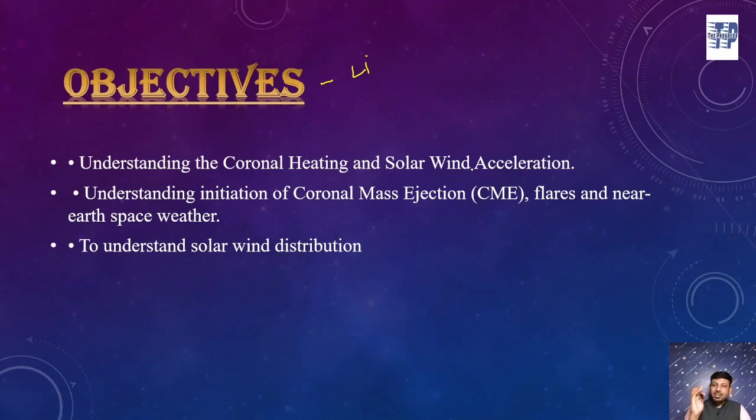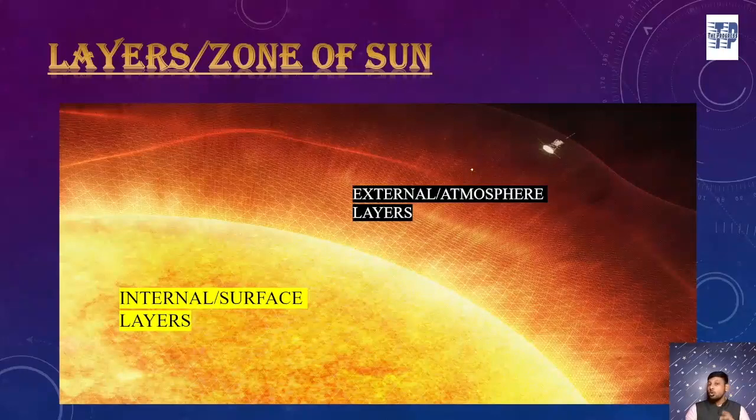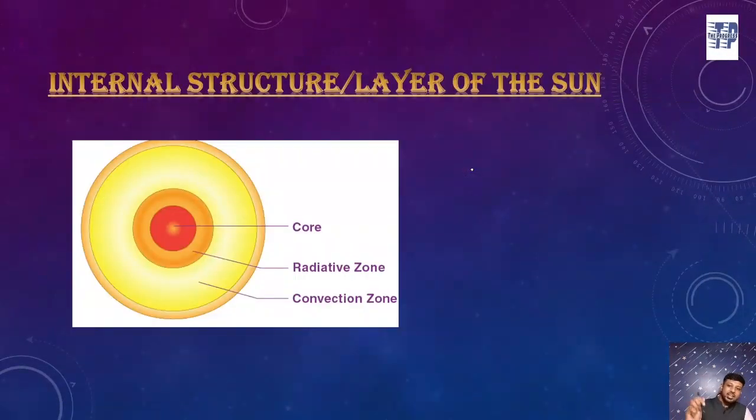You all know Earth has two layers, the surface layer and the atmospheric layer. In the surface, we have core, mantle and crust, and the atmospheric layer is divided into troposphere, stratosphere, that is the ozonosphere, and so on. In the same way, the sun is also divided into two layers, the internal or surface layer and the atmospheric or external layer. First, we will see what the internal layer contains.